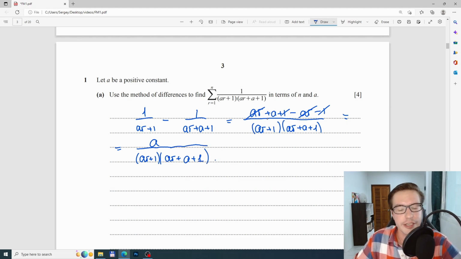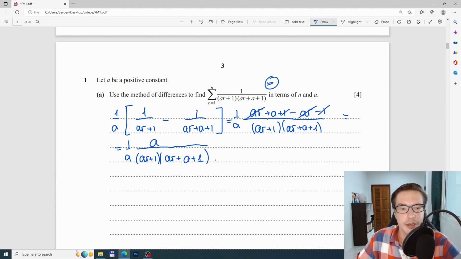Okay, and as we can see, this result is almost identical to what I've got in the question, apart from the fact that I got A in the numerator and I should be getting 1. So to make it absolutely identical, I will have to divide this by A. So I will simply introduce 1 over A next to the difference.